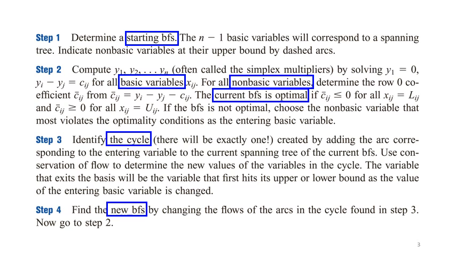And finally, once we have identified that cycle, we perform some procedure such that we can obtain the new BFS, which is an improvement from the previous one. And then we keep repeating this until we reach a solution that we can say is optimal. So after step 4, you see that we go back to step 2 and just keep repeating these steps until we can say that the current BFS is optimal.